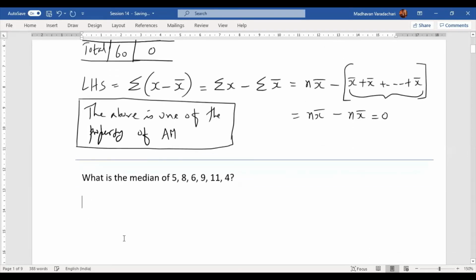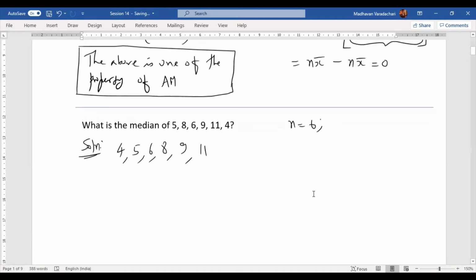Next question is, what is the median of 5, 8, 6, 9, 11, 4? We had already seen the definition of median. If I have to find the median, first I need to arrange the observations in ascending order. Means I should write the least number first, that is 4, then 5, then 6, then 8, then 9, then 11. We may notice that the number of observations is 6, so n is 6.